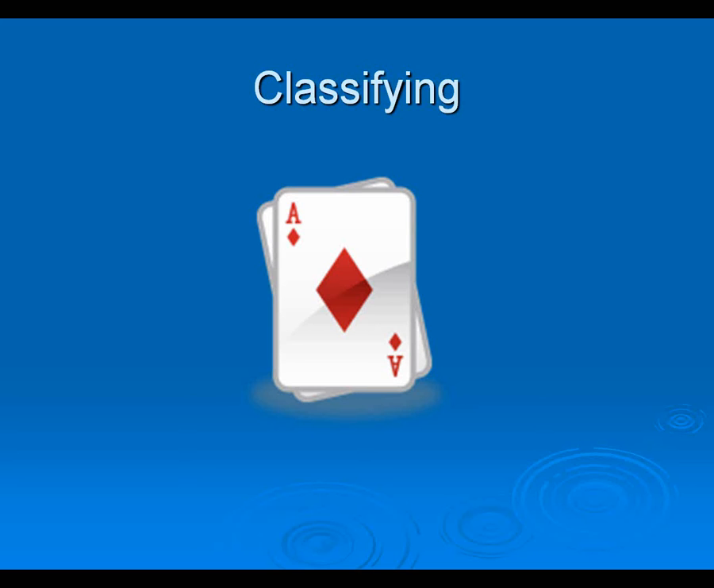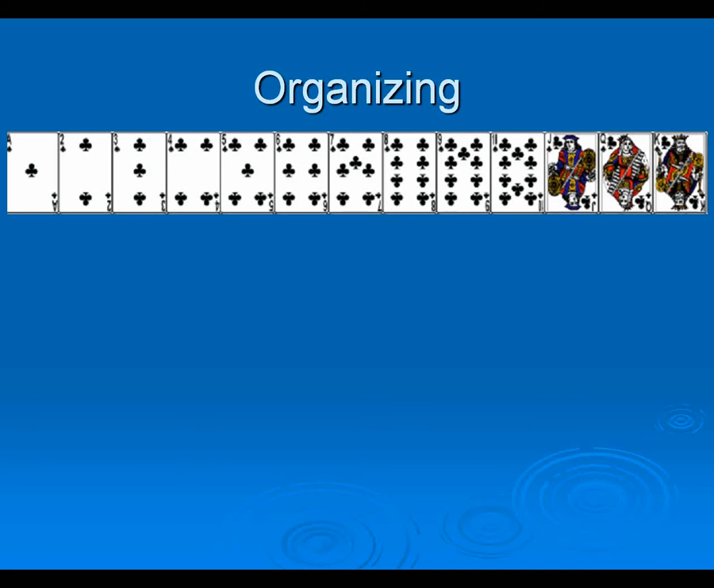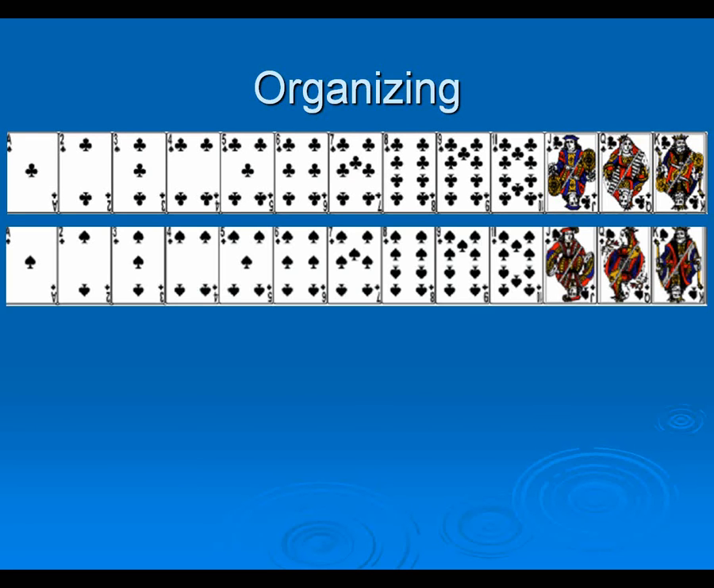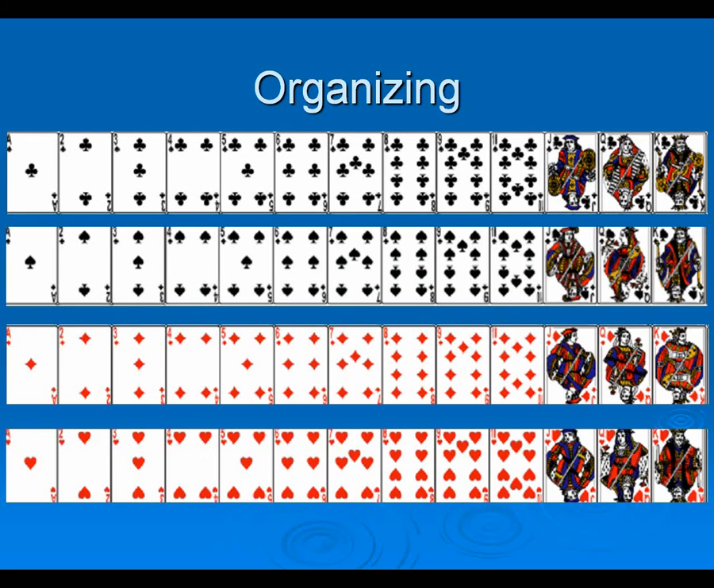by different traits. For example, the ace of diamonds can be classified by its suit, diamonds, its value, ace, and also its color. If you were to take a deck of cards and lay them out in front of you in an organized way, you'd probably arrive at something that looks like this. You could take all the cards that have one particular suit and lay them out in order. So here are all the clubs in order from ace all the way to king. You can repeat that for the other suits of cards.